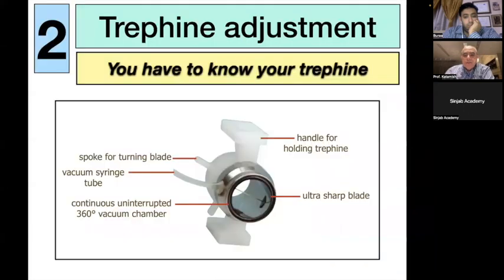You have to know your trephine. This is a trephine, our trephine. This is the handle for holding the trephine. This is a spoke for turning the blade. And this is the vacuum for the vacuum chamber. And this is the ultra sharp blade. And this is a continuous vacuum chamber.